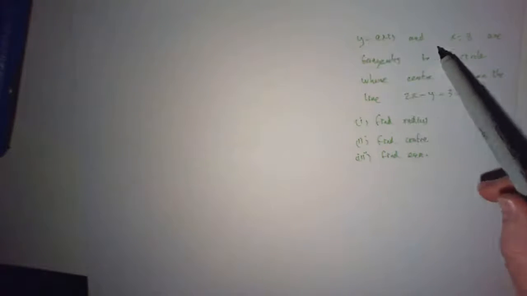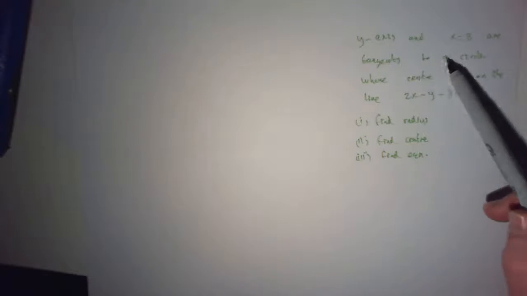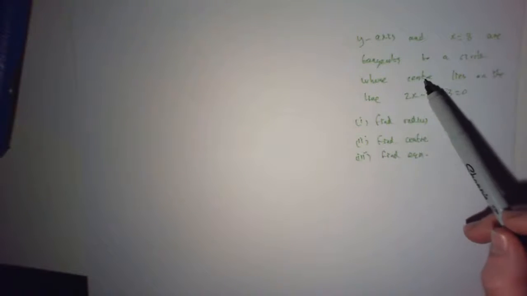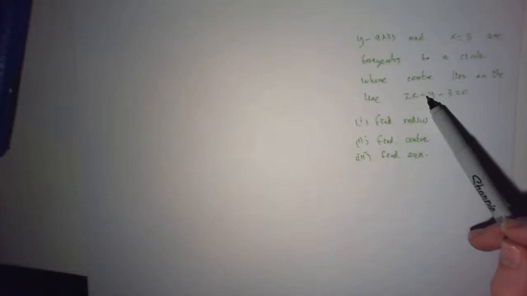So the y-axis and x equal to 8 are tangents to a circle, and this circle's center lies on the line 2x minus y minus 3 equal to 0. We need to find the radius, the center, and the equation. As usual, I'm going to give you a 3, 2, 1. Give it your best shot, and then we'll come back to it. 3, 2, 1, go.